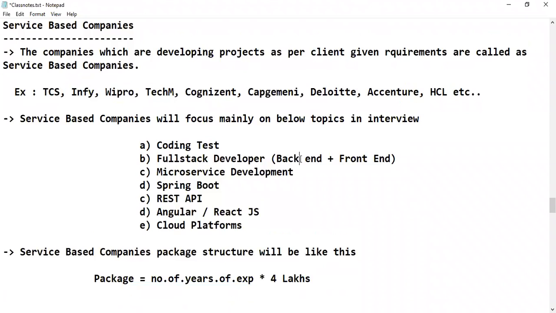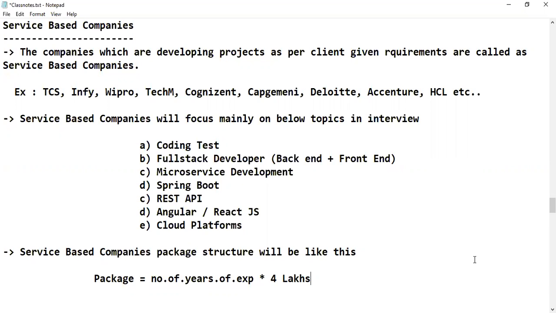Can you guys read this? What is a service-based company? The companies which are developing the projects as per the client-given requirement are called service-based companies. What are the examples for that?